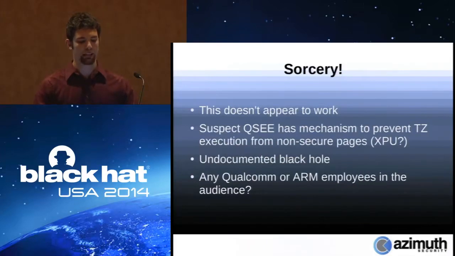So I suspect that QSEE actually has some sort of mechanism in place that prevents TrustZone from executing code from non-secure pages. Analogous to how user-land applications have NX or DEP, or more recently, the Linux kernel on ARM or x86 have PXN and SMEP, respectively. And I suspect it may have to do with the XPU, which is a memory management component that handles marking regions as secure. But this is an undocumented black hole. It's very difficult to understand what's going on here, and I don't have the capabilities to look at the hardware close enough to actually understand what's going on.